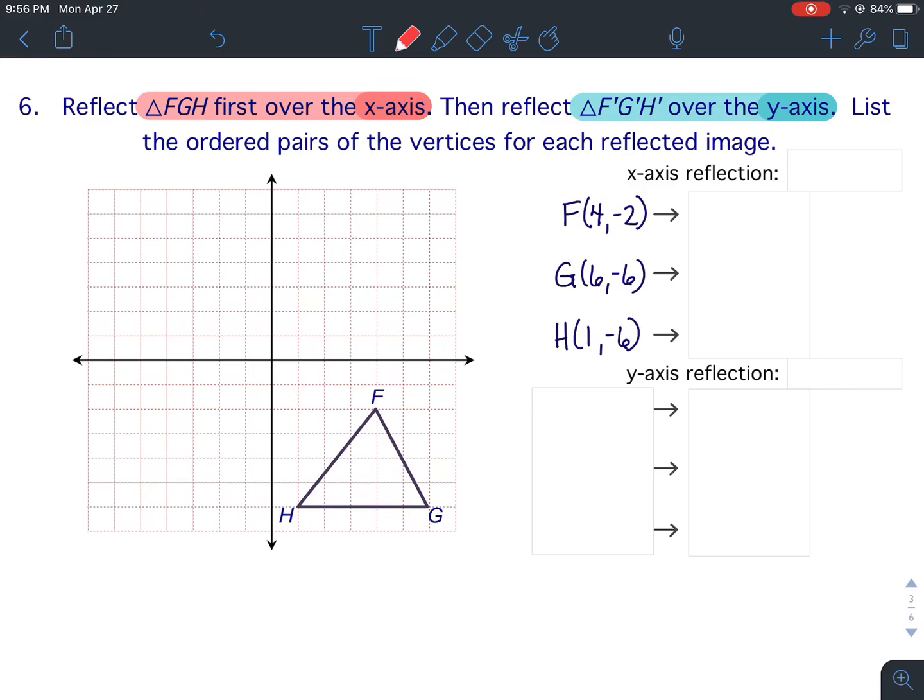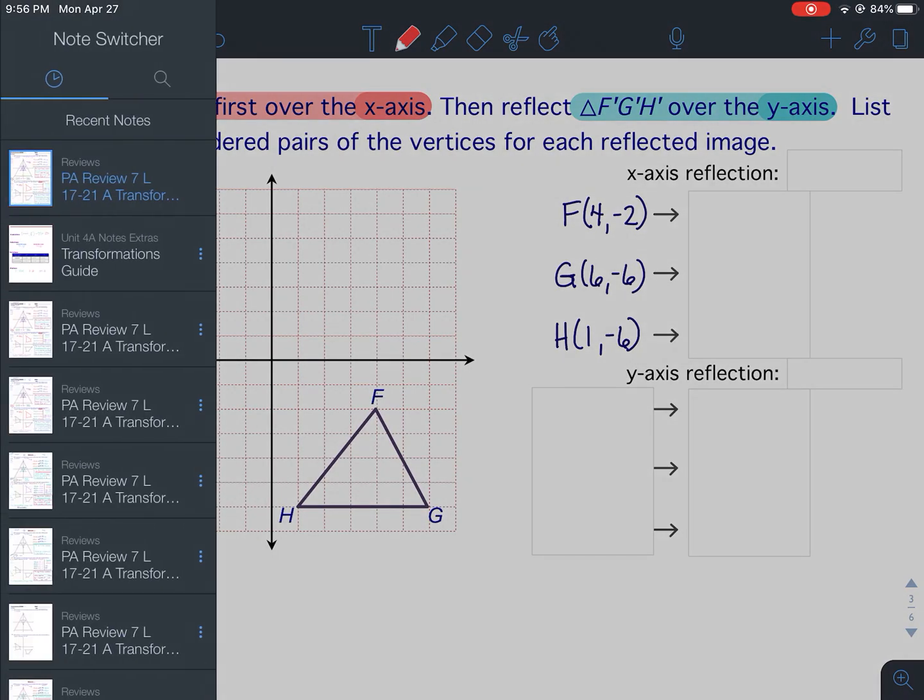This problem is a little different than Bellwork 18a. For Bellwork 18a, we reflected FGH over the x-axis and then we reflected it again over the y-axis. So we reflected the same image over two different axes. This time we're going to reflect an image, get a different image, and then we're going to reflect the new image. So the first reflection is over the x-axis.